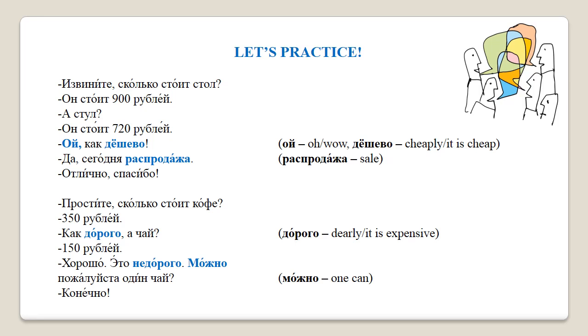Excuse me, how much does the table cost? It costs 900 rubles. And a chair? It costs 720 rubles. Wow, how cheap. Yes, the sale is on today. Great, thank you. Let's have a look at the second dialogue.